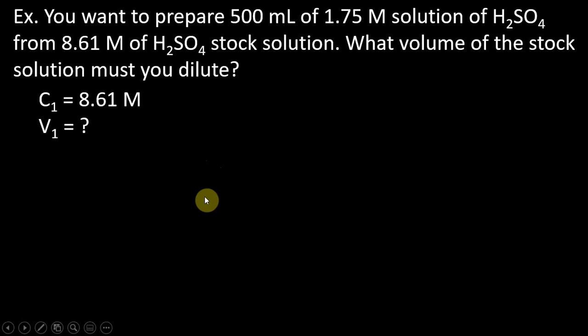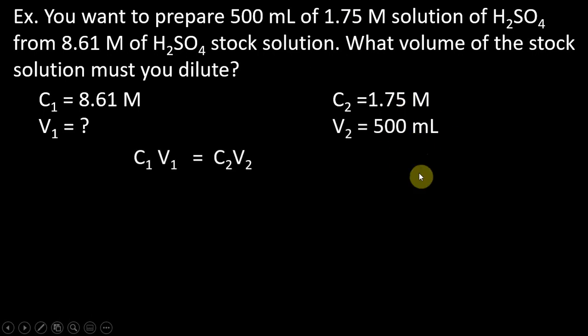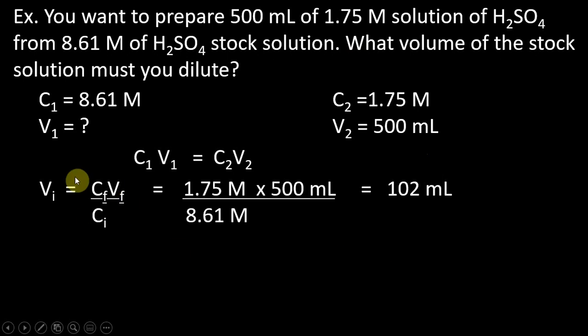All right, so what's C1V1? Well, that's what I'm starting with, right? That's the concentrated stuff. And what I'm looking for is how much of that concentrated stuff. So V1 is what I'm actually dealing with. The C2 is the stuff that I'm making, right? That's the 1.75 molar. And when I'm done, I'm going to have 500 milliliters of that. All right, so now we put this in our equation and then we solve for V1. Sorry, this should be V1. So V1 is equal to C2V2 over C1.